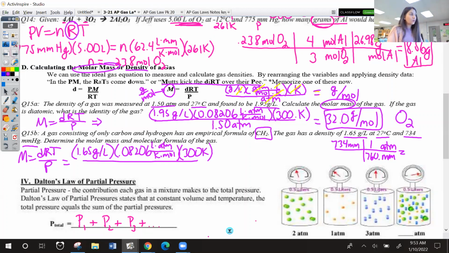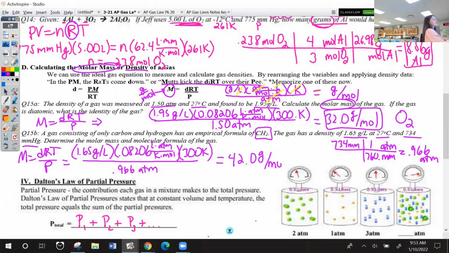So 734 divided by 760. Again, if I make a mistake, please let me know. I've got 0.966 atmospheres. Or we could have just used 62.36, I think is what they use on the equation sheet. Okay, so we've got 1.65 times 0.08206 times 300 divided by 0.966. And I'm getting 42.0 grams per mole. How am I supposed to figure out the formula now?